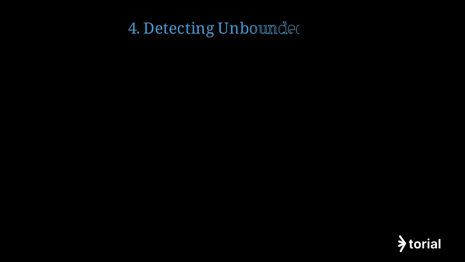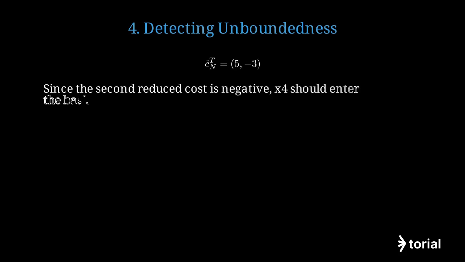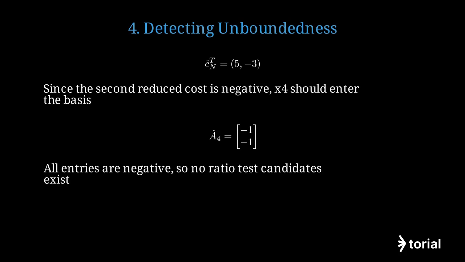Now we check the reduced costs to find the entering variable. The reduced costs for non-basic variables are 5 and negative 3. Since the second reduced cost is negative 3, variable x4 should enter the basis to improve the objective. The entering column for x4 is negative 1, negative 1. Since all entries in the entering column are negative, there are no candidates for the ratio test. This means x4 can be increased without limit, and the problem is unbounded.